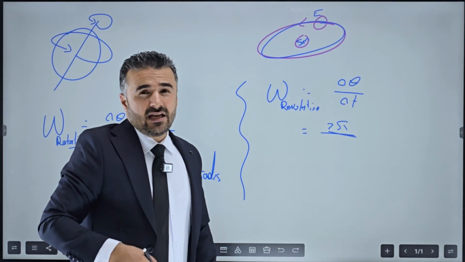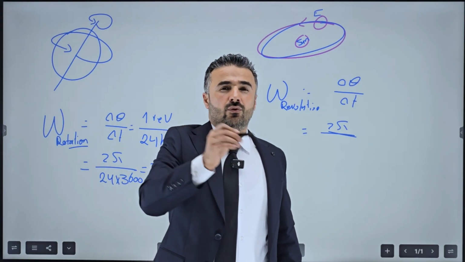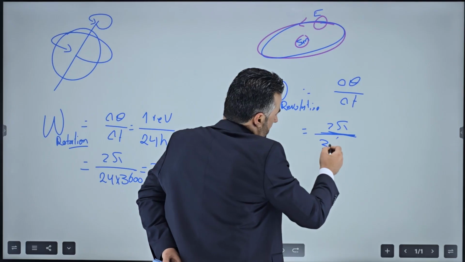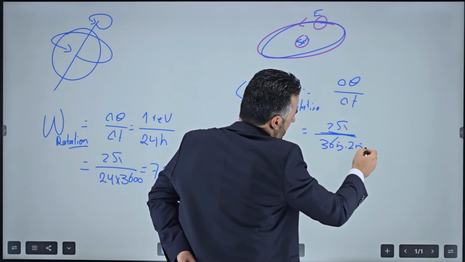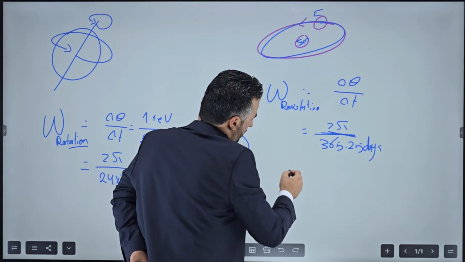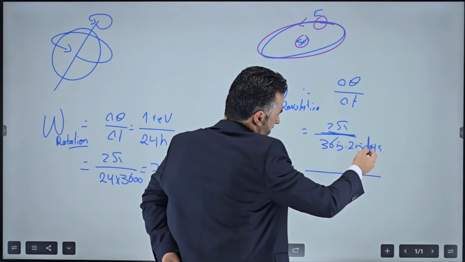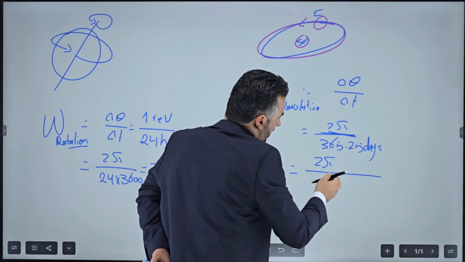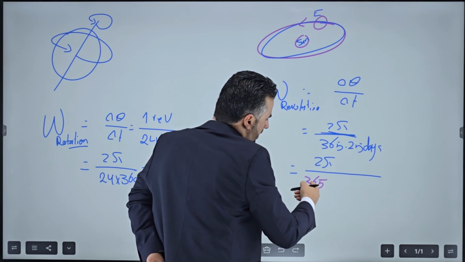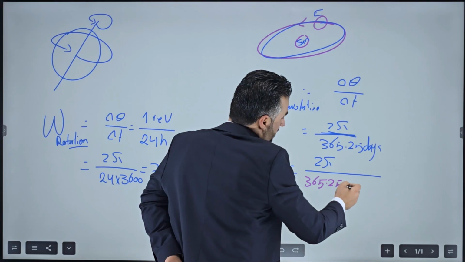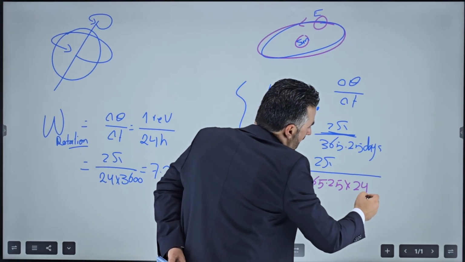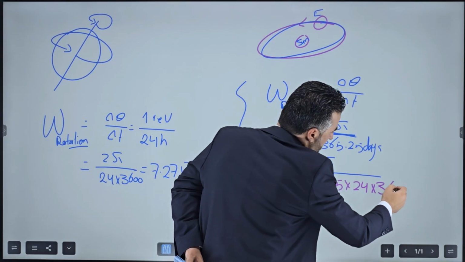Normally, how long it takes the Earth to complete one full revolution will be given, and this book uses 365.25 days. But of course, we cannot use days, so we'll just convert this to seconds. So once again, 2 pi, and we know that in 1 year there are 365.25 days. But you do know that every day is 24 hours, and every hour is 3,600 seconds.